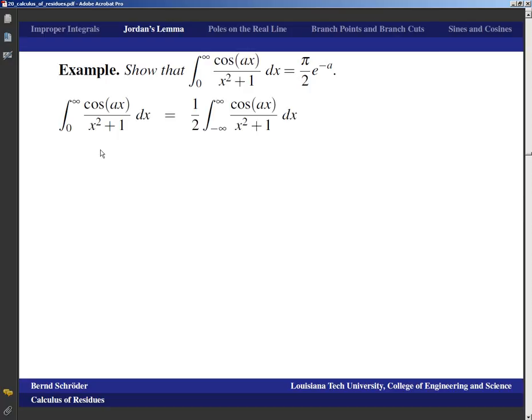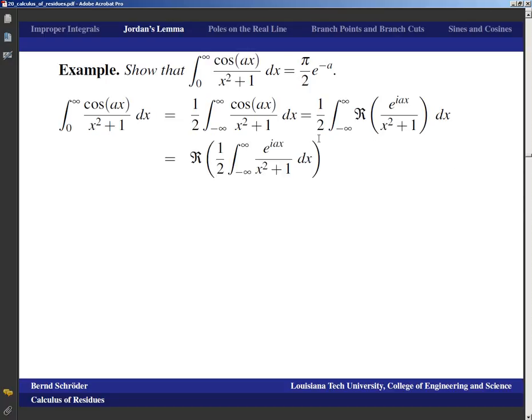Well, what do we do? We take the integral and we realize that it's half the improper integral from negative infinity to infinity. And we realize that that is 1/2 times the real part of e to the iax divided by x squared plus 1. That's a very typical trick to use in any kind of integral where you've got a cosine or a sine. You just represent that as the real part of the complex exponential function. Now we can pull the real part out, of course, so this is the real part of 1/2 integral from negative infinity to infinity of e to the iax over x squared plus 1. That's the real part of the limit as r goes to infinity of 1/2 times the integral from negative r to r of that integrand.